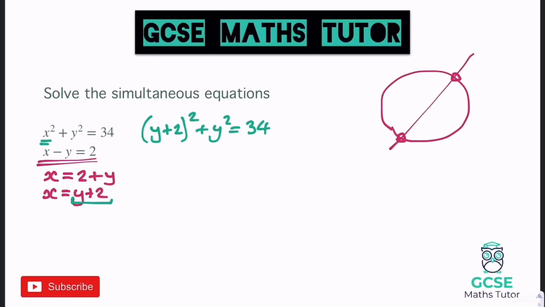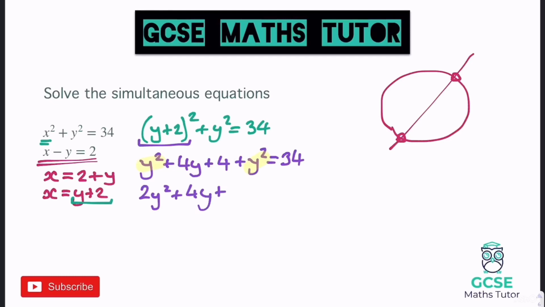So if we go about expanding this first bracket here, I'm not going to write it as a double bracket, I'm just going to go for it. So y squared, we'll get plus 2y, so plus 4y, and plus 4 at the end. And then obviously we've got plus y squared equals 34. Now we can tidy that up because we've got these two y squared pieces. So we can add those together to make it a bit more tidy. So we've got 2y squared plus 4y plus 4 equals 34.